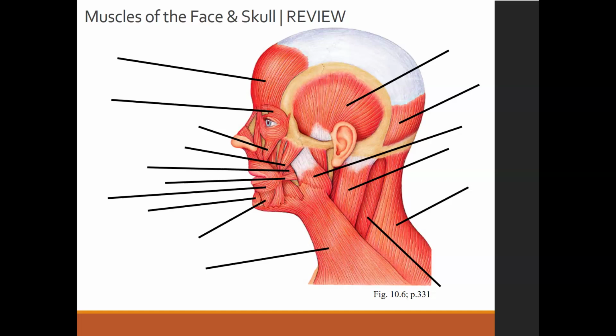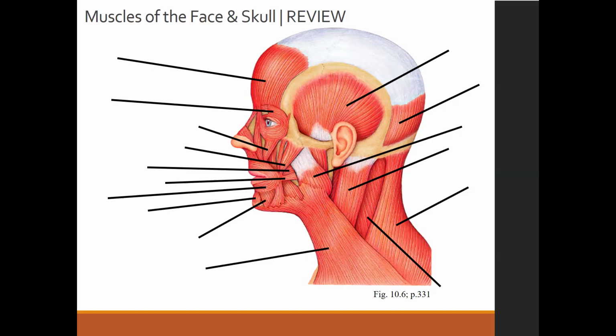We could skip those. But the last two, we had the sternocleidomastoid. Notice how it goes to the mastoid, guys. Trapezius in the back. And then masseter right there on the jaw. So I know it takes some practice, but there you go. There's your muscles of the face.